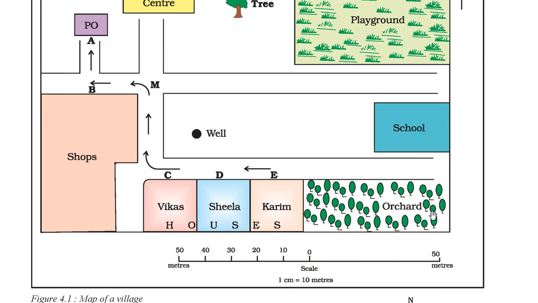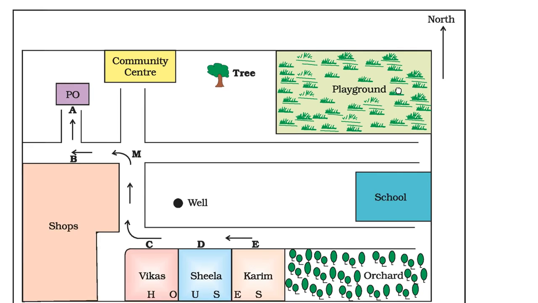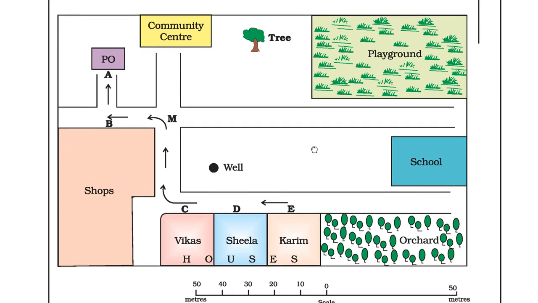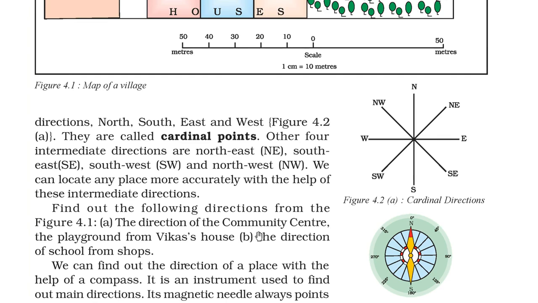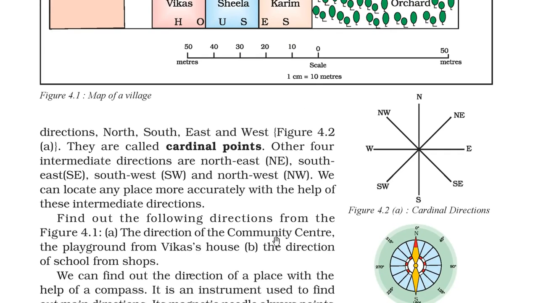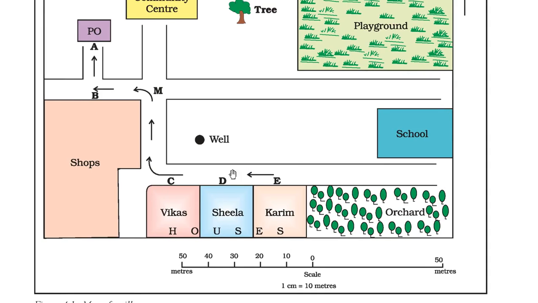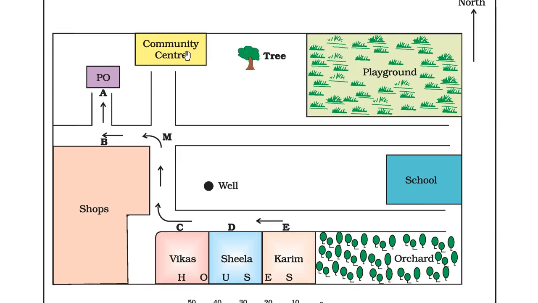Now we have a north here. We have a proper direction north. So if you need to find out any of these, take one, the direction of the community center and the playground from Vikas house. Now where is Vikas house? This is Vikas house. The direction of the community center is like this. So from Vikas to the community center, it is in the north direction, right? It is in this direction.